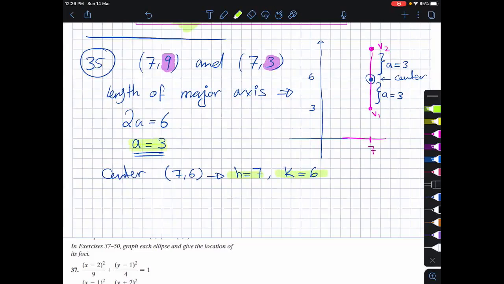Okay, we need the a squared. What's a? a is 3, so a squared is 9. Sure, a squared equals 9.